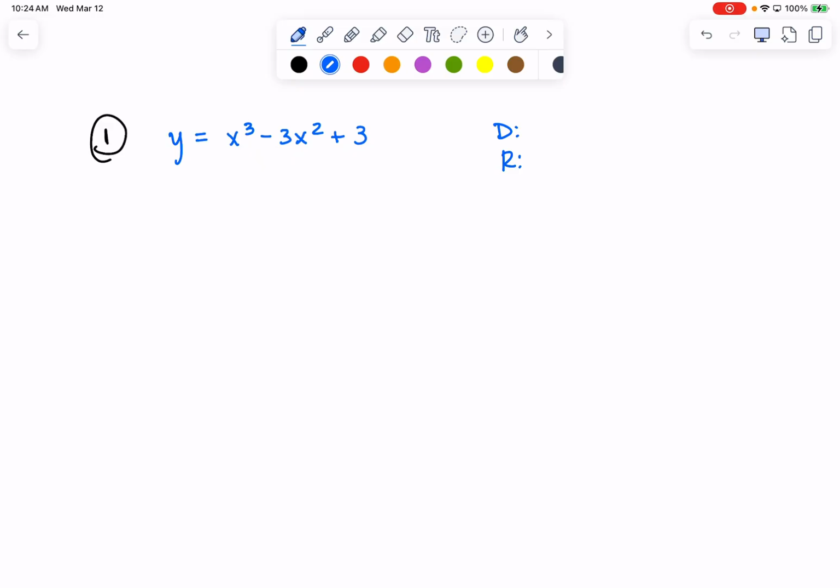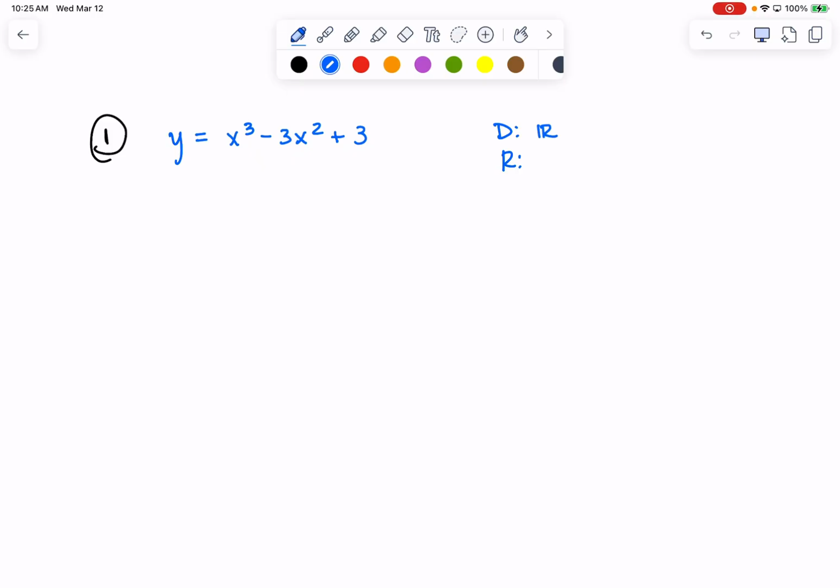What's the domain of all polynomials? Everybody's guaranteed for at least the first 10 problems 1 point. So double bar R. That's it. That's done. I'll block off domain and range when I'm done.